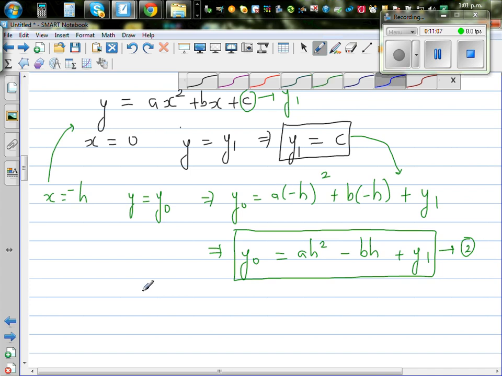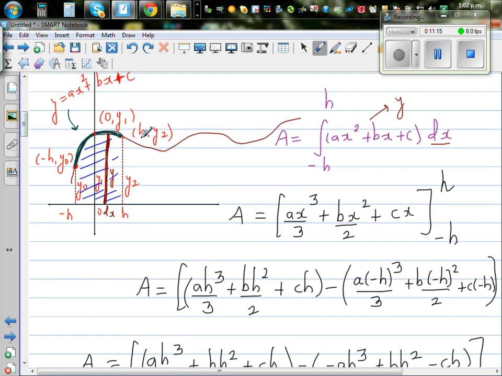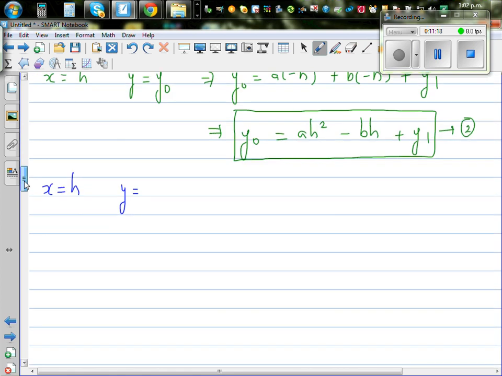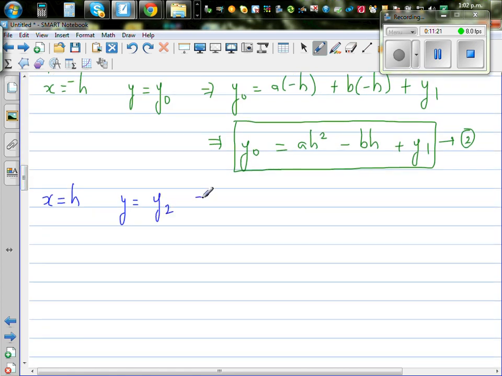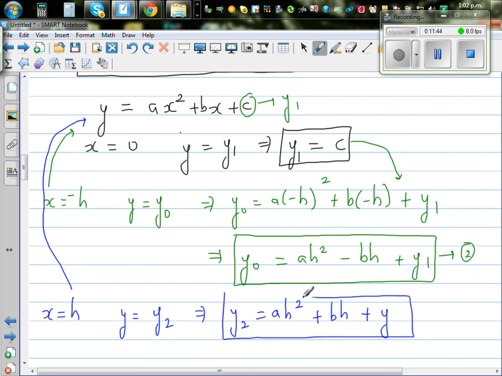So what's the next value that we have? When x is h, y is y2. So putting this again in this equation, in place of y I am putting y2. So this is y2 equal to a times h squared plus b times h plus y1. This is equation number 3.